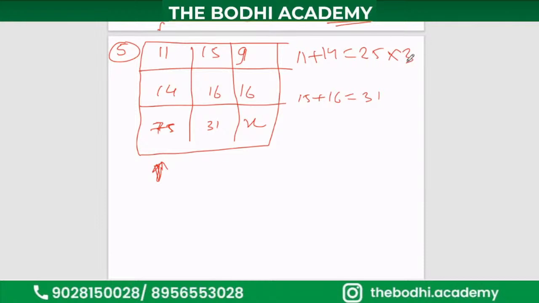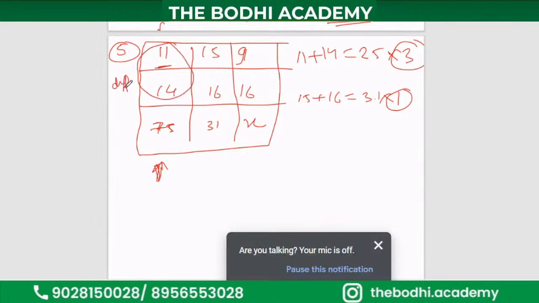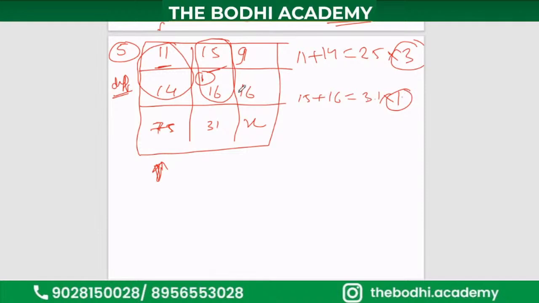But where does this 3 come from? Again, how to get 31 from 31? You say, if you multiply by 1, you get 31. But from where did this 1 come, where did this 3 come from? If you look at 11 and 14, 3 will come from the difference, 14 minus 11. For 15 and 16, what is the difference? 1. So 31 into 1 is 31. So the logic says like that.